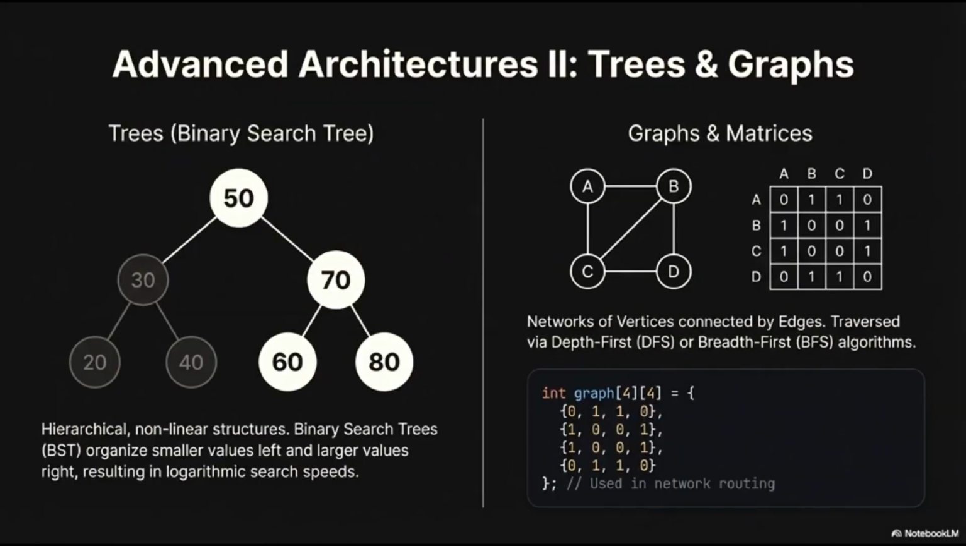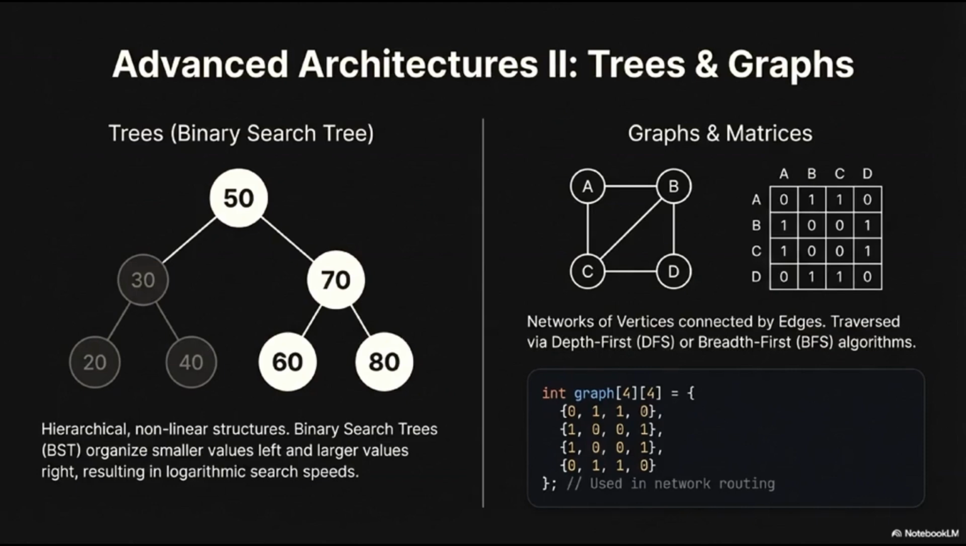Trees are exactly what they sound like. They're for representing hierarchical data. Think of a family tree or the folder structure on your computer. A really common and useful type is the binary search tree, which keeps its data sorted. This sorted nature allows you to find an item in a huge amount of data incredibly fast.